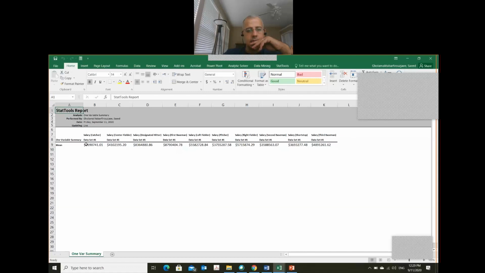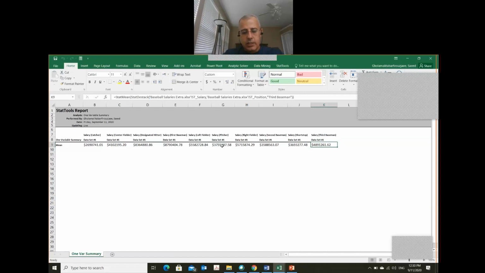For example, here is the result. You see that the average salary for a catcher is $2 million, $2,697.49. For a center fielder is $4 million. For hitter is $8 million. I'm not sure if it is million or $1,000. And for first baseman, the average salary is $8 million. Left fielder is $5 million, and etc. Okay. Apart from these numbers, they may be correct or incorrect. We don't care about that.